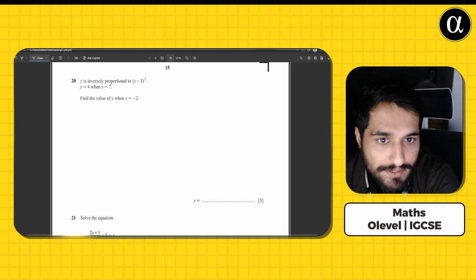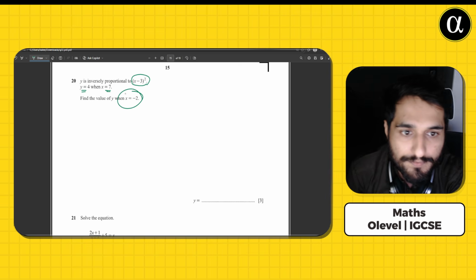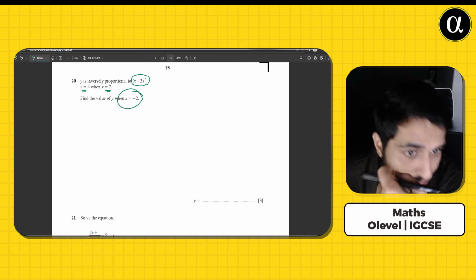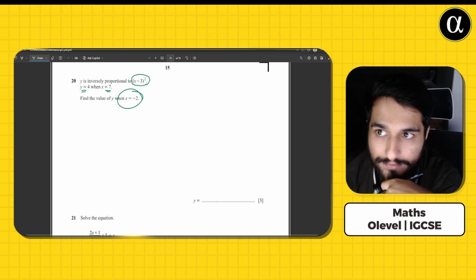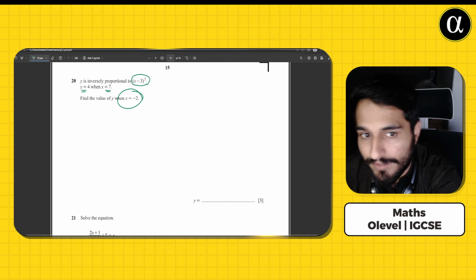Now it says y is inversely proportional to (x minus 3) squared, and then y is equal to 4 when x is equal to 7, and we're supposed to find the value of y when x is equal to minus 2. Since the examiner does not demand any formula or the value of k, we'll do it directly.